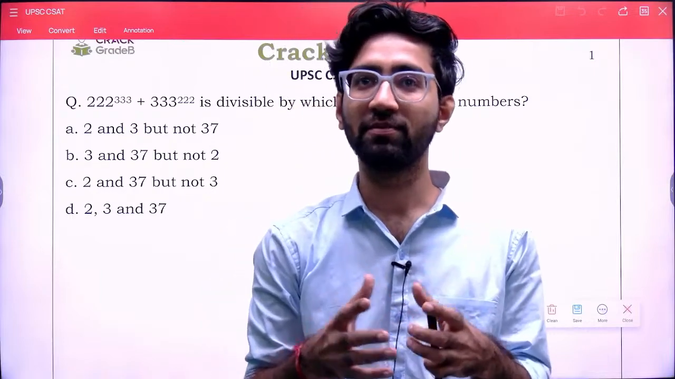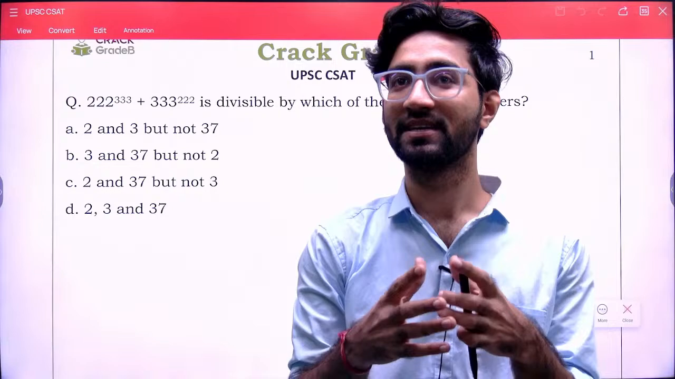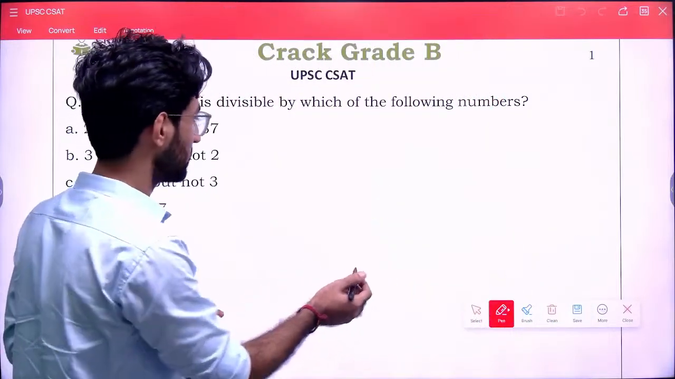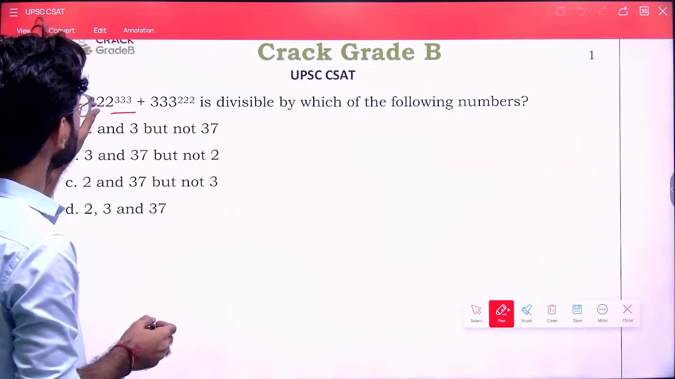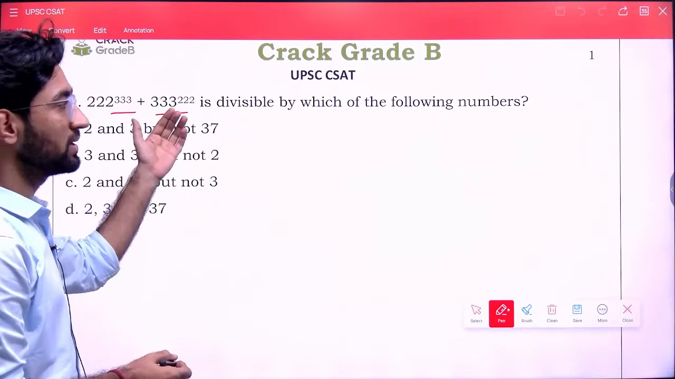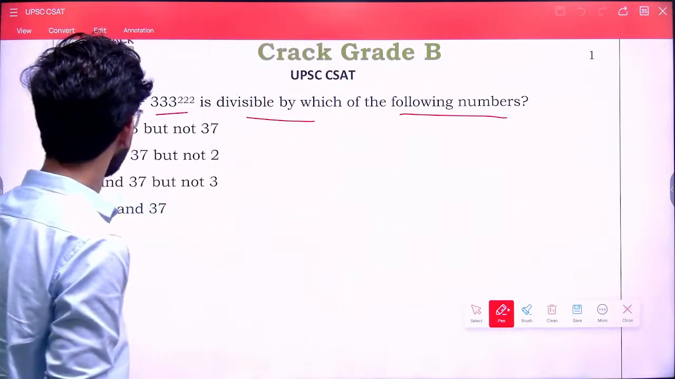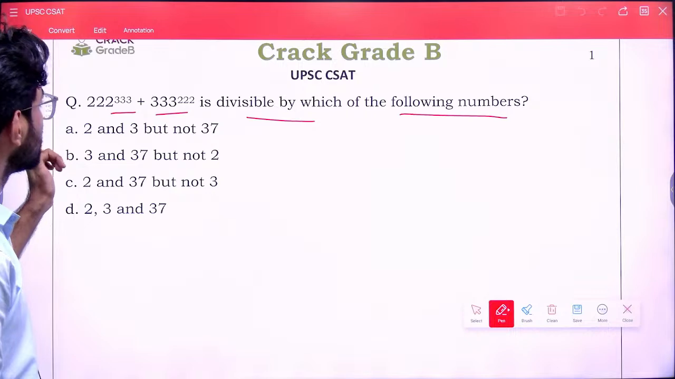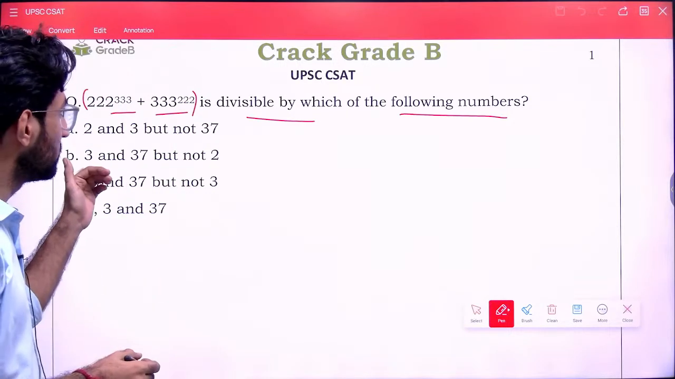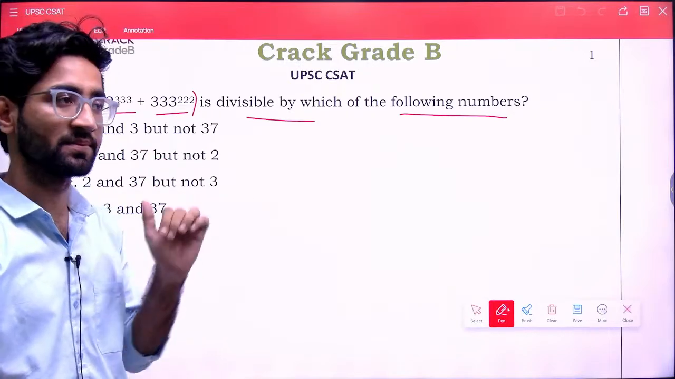Subsection, and today we will solve the questions of number system that have been asked in UPSC CSAT 2024, right? So the first question is: 222 to the power 333 plus 333 to the power 222 is divisible by which of the following numbers? If you look at the options, you will see that we have to check whether this number is divisible by 2, by 3, and by 37, right?